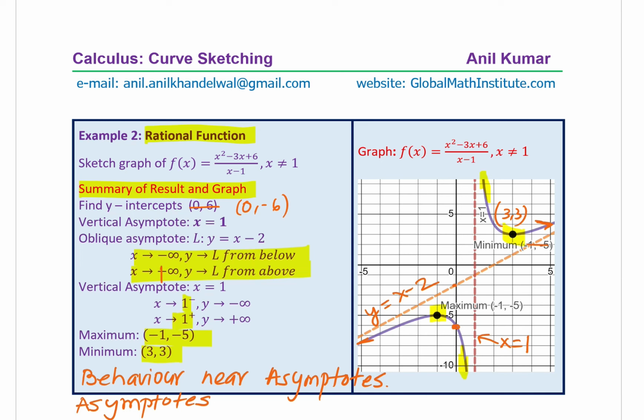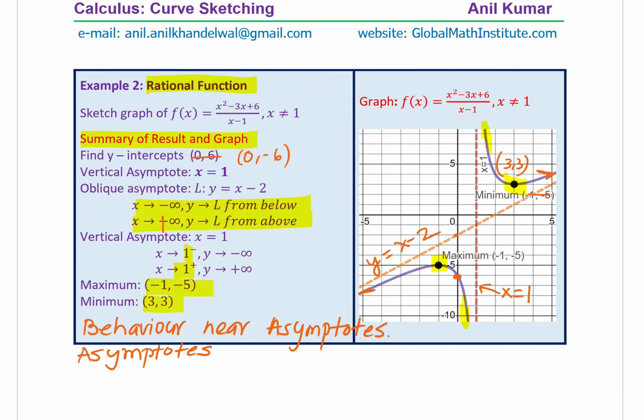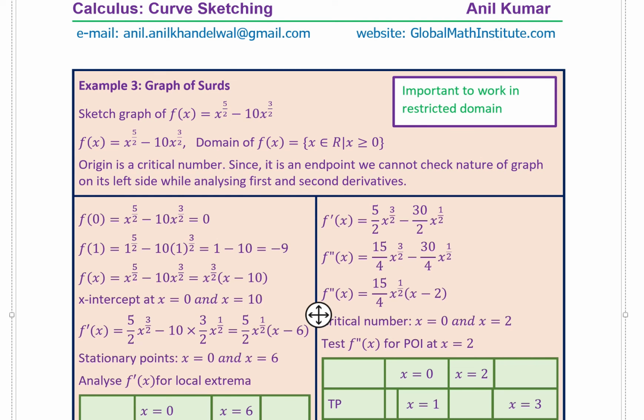Clear? These two things are very critical to sketch a rational function. Now let's take another example which is based on surds. So we have radical functions here. I'd like you to pause the video, you know all the concepts, and sketch the graph of this function, which is x to the power of 5 over 2 minus 10 x to the power of 3 over 2.